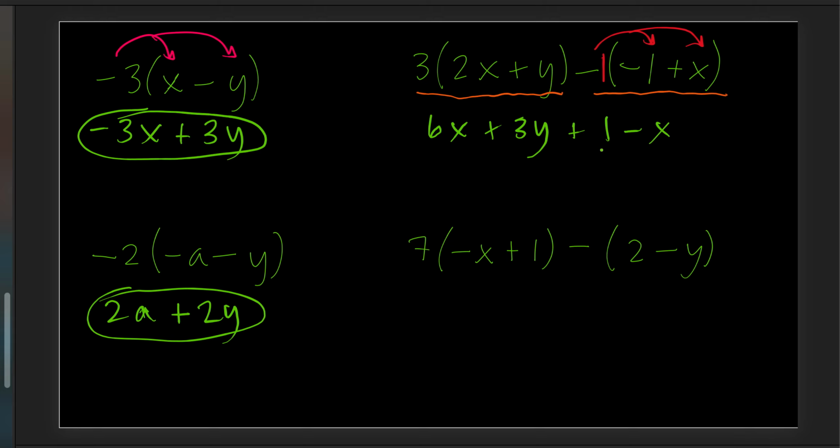Okay, so you can think about that. Next, here's what the problem looks like: 6x plus 3y plus 1 minus x. We have to combine those x terms. So we have 6x minus x. That's 5x. And the others have no like terms to combine with it, so we just write those down in the answer. And those are all unlike terms, and that's it.